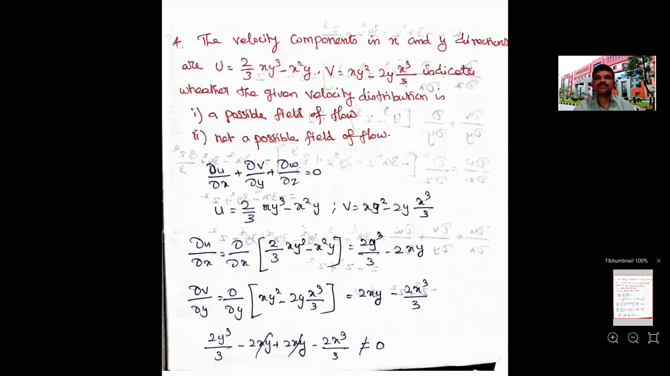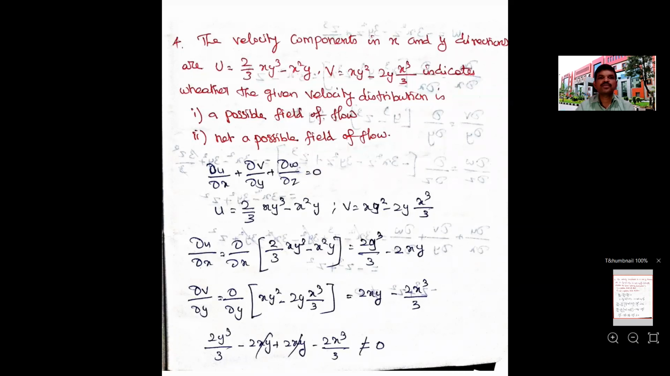So last class we saw the three-dimensional continuity equation. Once again, I remember that equation. It is nothing but ∂u/∂x plus ∂v/∂y plus ∂w/∂z equal to 0. So this is the continuity equation. In this class we will discuss the problems in the continuity equation, velocity potential and stream function. So let's go to the class.